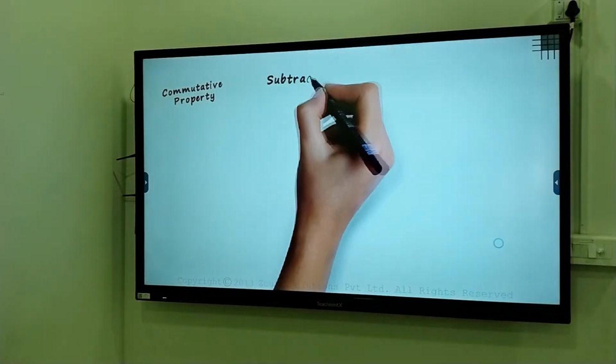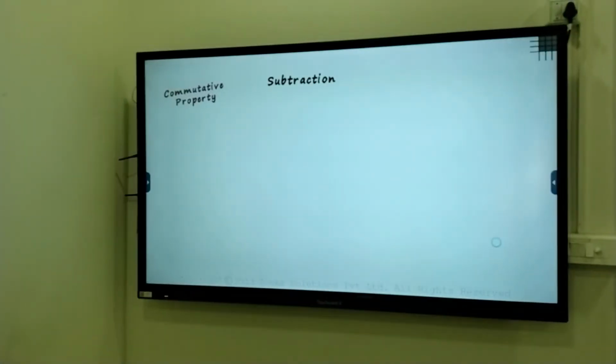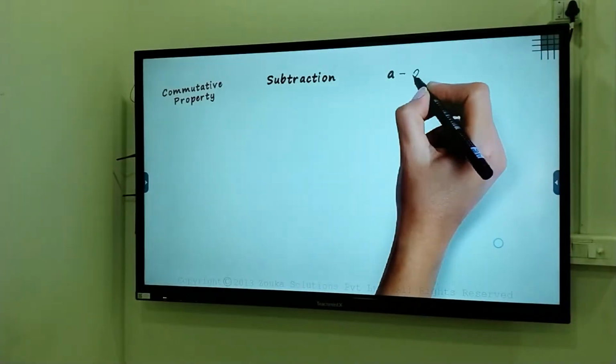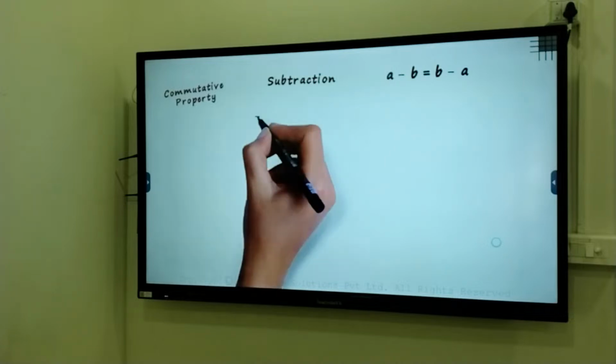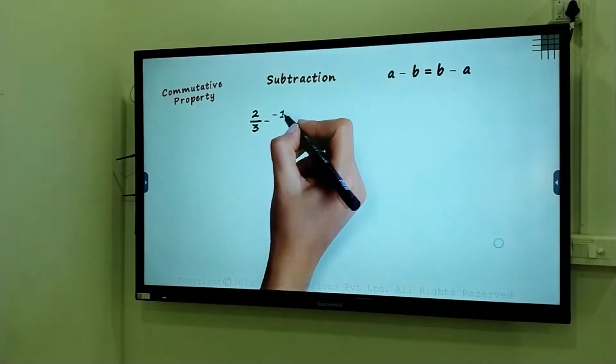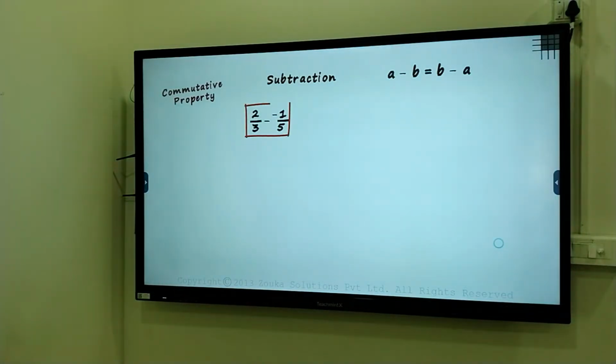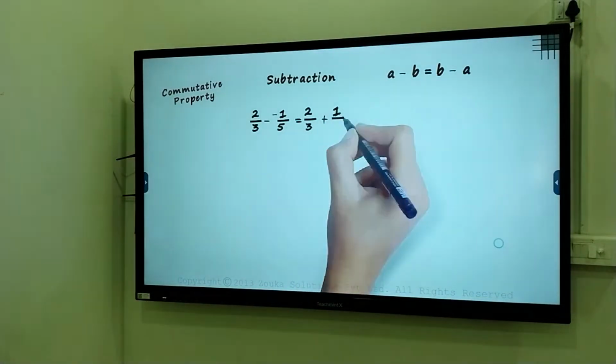Let's move on to the next operation now, subtraction. To know if it's valid for subtraction, we just check if A minus B equals B minus A. We consider two random rational numbers again. Let us try out 2 by 3 minus minus 1 by 5. This is of the form A minus B. First, we find this result and then see the result of this minus this. The two negative signs cancel out and it can be written as 2 by 3 plus 1 by 5.